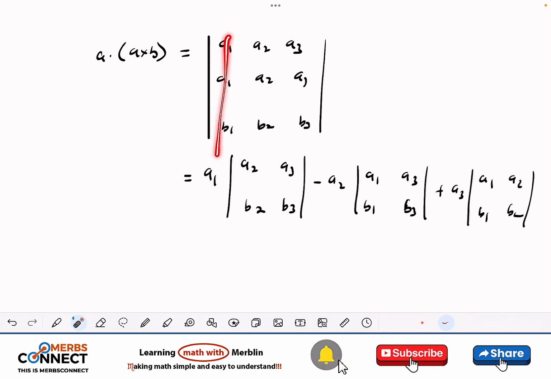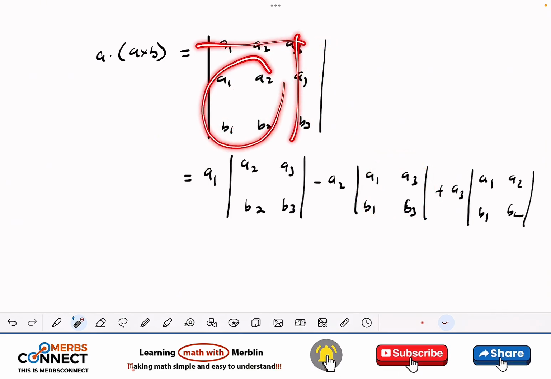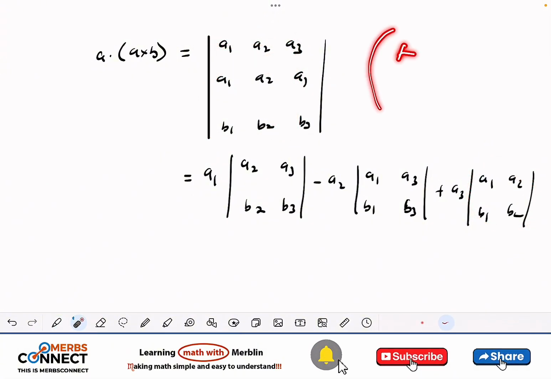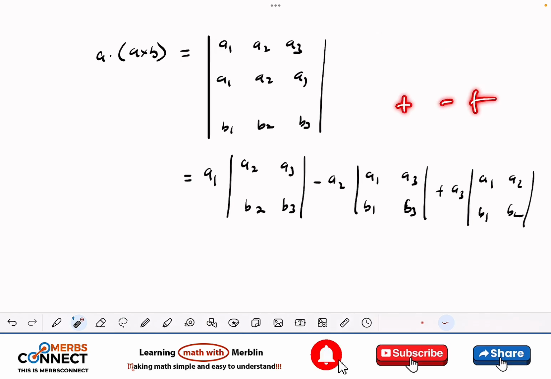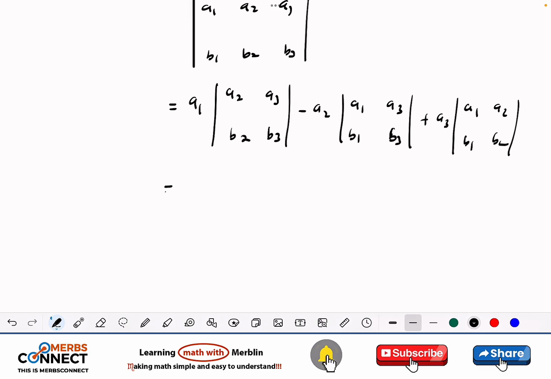So basically it will be left with this, and that, which is here. And then the last one will be left with this also here. So still we are using the cofactors, plus, minus, plus, minus, plus, minus, plus, minus, plus. Good. So let's just simplify and see what we are going to get at the end of the day.